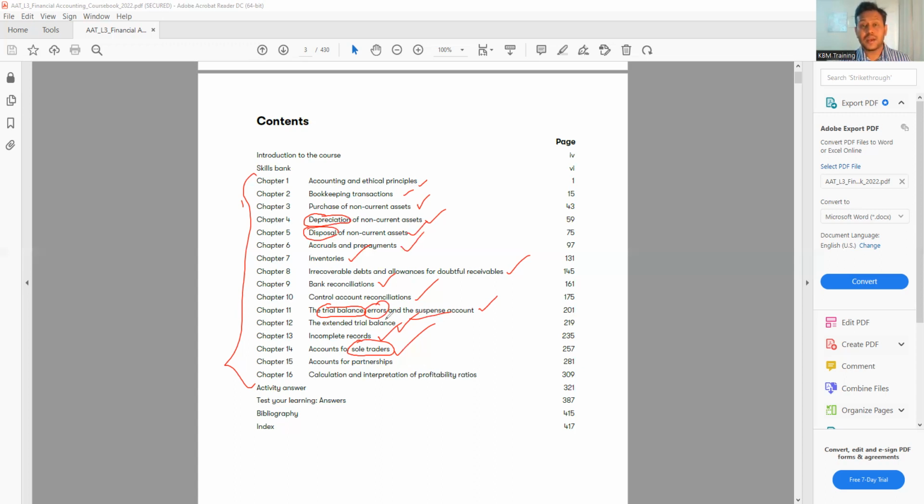The only difference is when you work self-employed and take this as a business, we call it sole trader. Otherwise, more or less everything is the same. The next one, we have chapter number 15, accounts for partnership. Accounts for partnership will be a little bit detailed, to know how partnership business works in the UK.